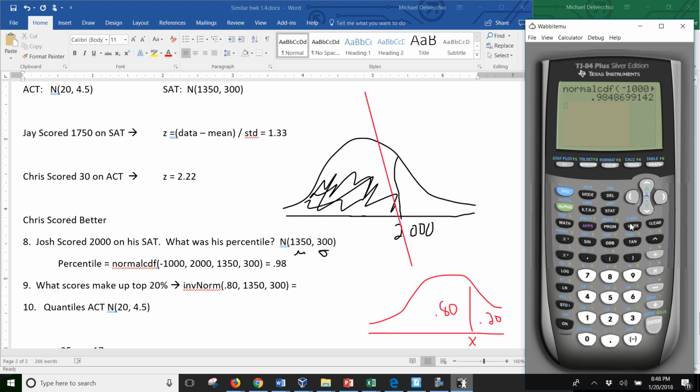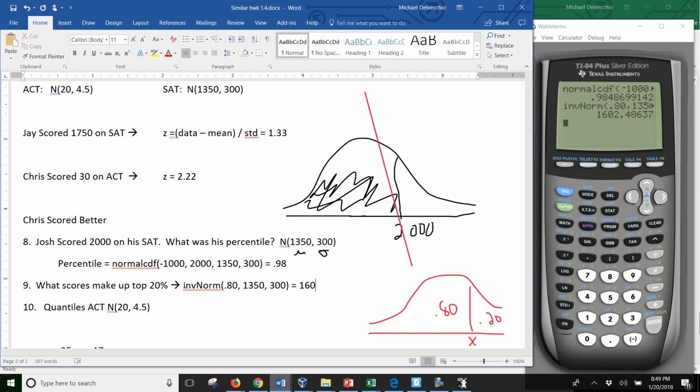So second vars, inverse norm. 0.80, 1350, and 300. Okay, so 1602. So 20% of the people did 1602 or better, 80% did 1602 or worse.